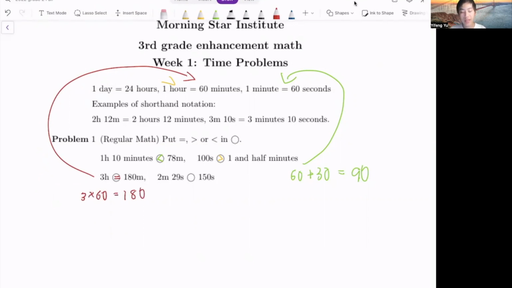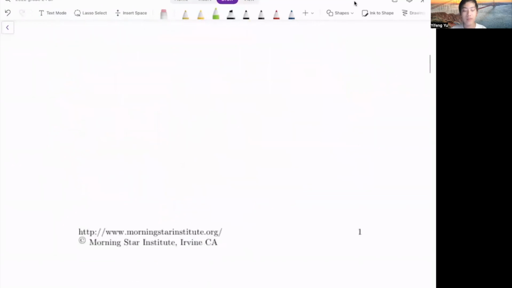And finally, 2 minutes and 29 seconds is something to 150 seconds. So if, as stated above, again, 1 minute is 60 seconds, then 2 minutes must be 120 seconds. 120 plus 29, that's 149. That is less than 150. So you put the less than sign. And that's how you do problem 1.